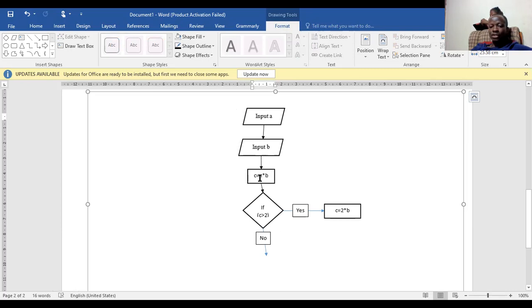Okay, so input A, input B, you receive the value from the user, and then you are multiplying the two values to get C, and you are checking whether C is greater than 2. If it is greater than 2, then multiply 2 times B and get C. So you see, we are only trying to do something. Like, I'm trying to show you how a flowchart is drawn, because I'm going to ask you to draw one. This is the truth about where I'm getting us to now.